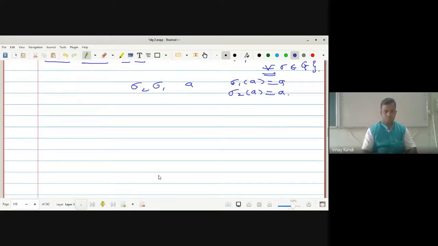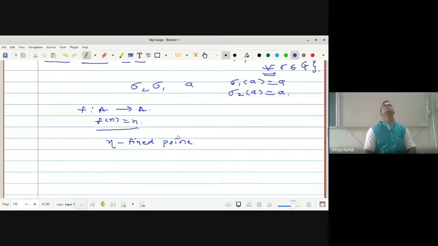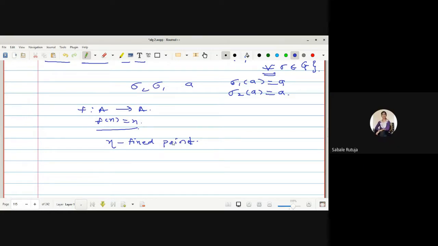What is a fixed point? F is a mapping from, suppose, a set A to A. What is a fixed point? If F of x is equal to x, then x is called a fixed point. The identity mapping. F of x equal to x, x is called a fixed point. In the reals, y equals mx has infinitely many fixed points. Done, sir. Yes. Okay, what is a fixed point?